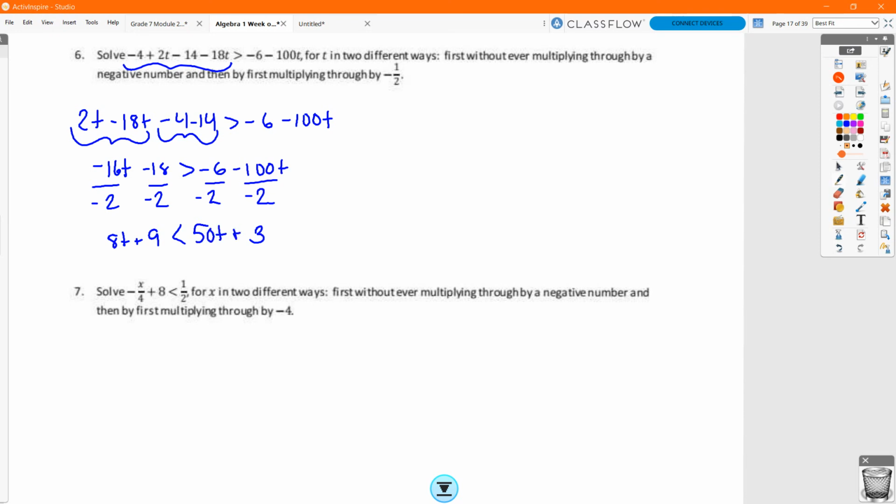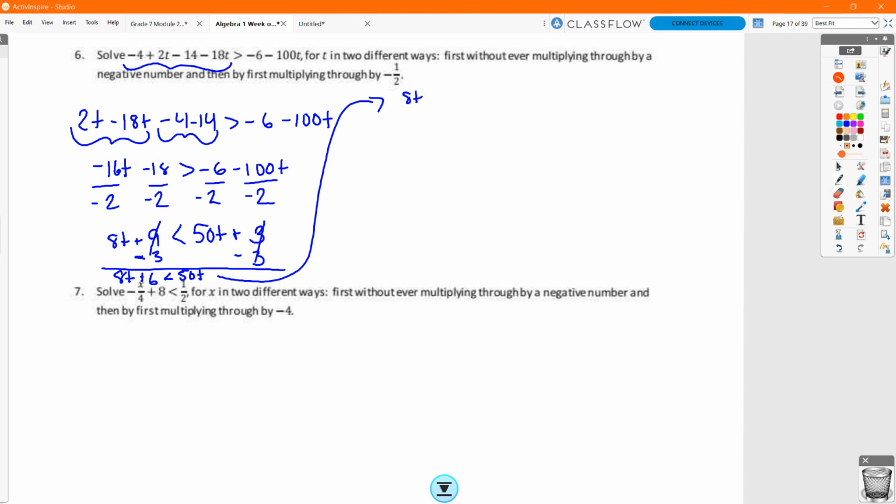Okay, I can subtract 3 from both sides. 3 minus 3 is 0, 9 minus 3 is 6. So now I have 8t plus 6 is less than 50t. Okay, I'm going to shoot this up here real quick. All right, so now we're going to subtract 8t from each side.